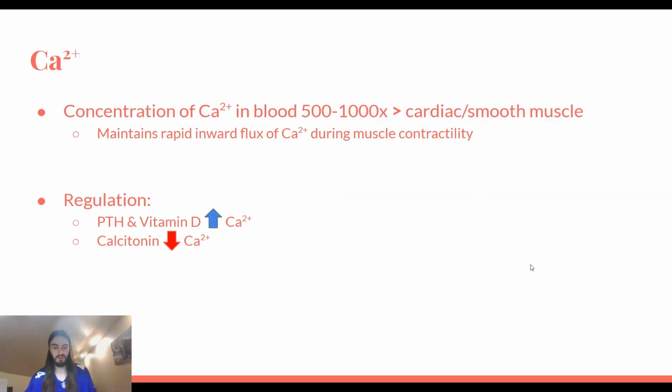So the concentrations of calcium in the blood are 500 to 1,000 times that of cardiac muscle and smooth muscle cells. That is to help maintain a rapid inward flux of calcium during muscle contractility. The regulation of this involves important hormones, PTH, parathyroid hormone, and vitamin D, which will cause the kidneys to reabsorb and retain more calcium, and calcitonin does just the opposite.